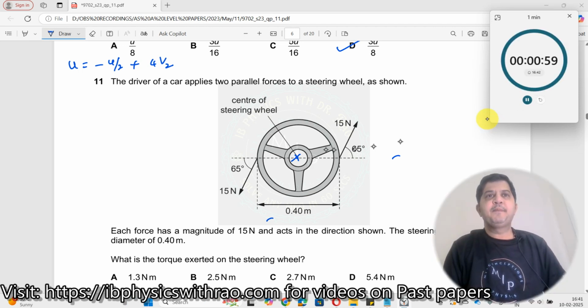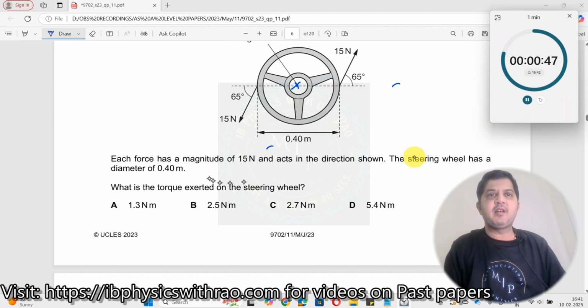Question number 11. The driver of a car applies two parallel forces to a steering wheel. One force acts like this, one force acts like this. Each force has a magnitude of 15 Newton and acts in the direction shown. The steering wheel has a diameter of 0.4 meter. What is the torque exerted on the steering wheel?